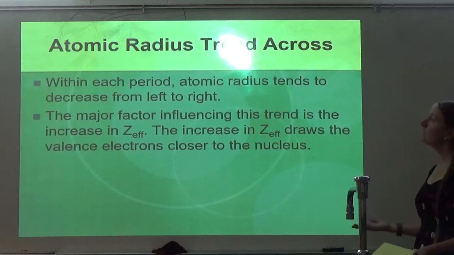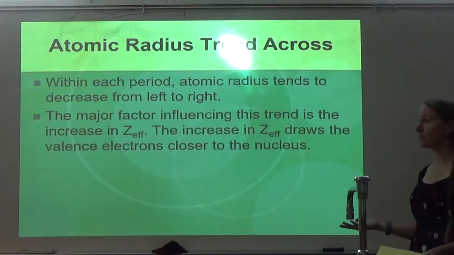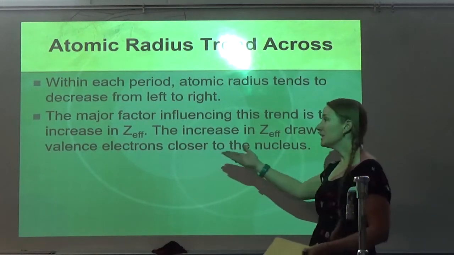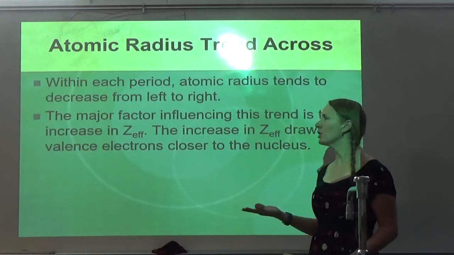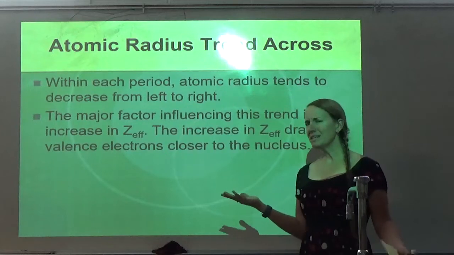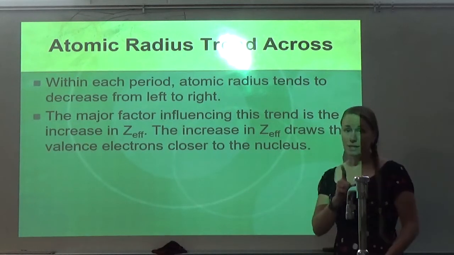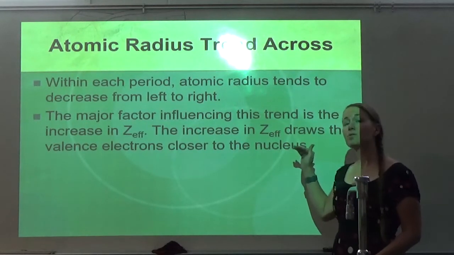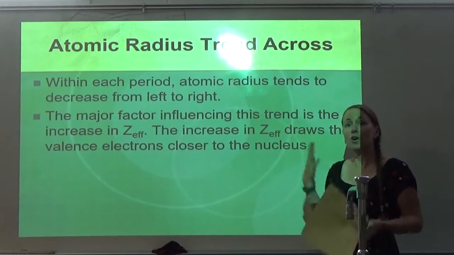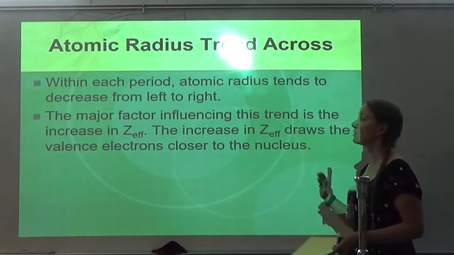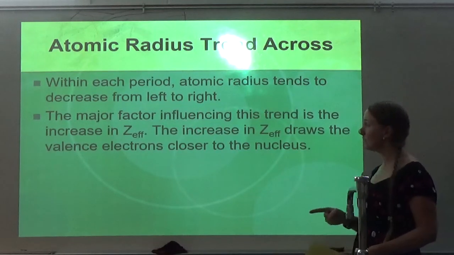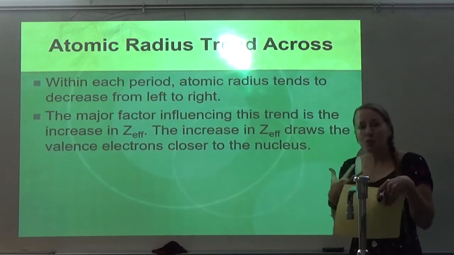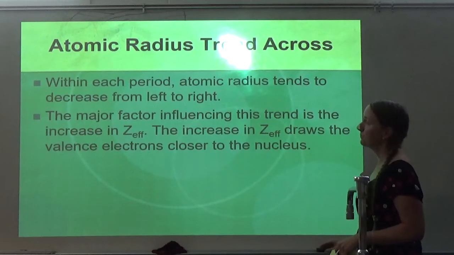Well, within each period, atomic radius tends to decrease from left to right. So we're adding electrons to the same energy level as we go from left to right. They're not getting any bigger, but you may wonder, then why is it getting smaller? Well, that's because of the nucleus. As we go across, we're adding protons to the nucleus. As the nucleus gets stronger, it can pull the electrons closer. So the major factor influencing this trend is the increase in Z effective. The increase in Z effective draws those valence electrons closer.